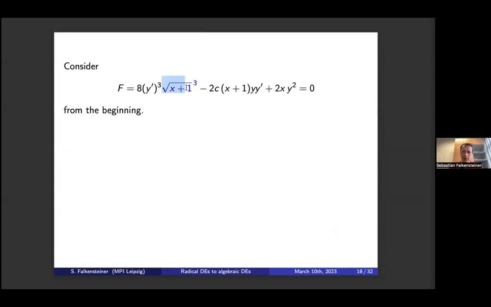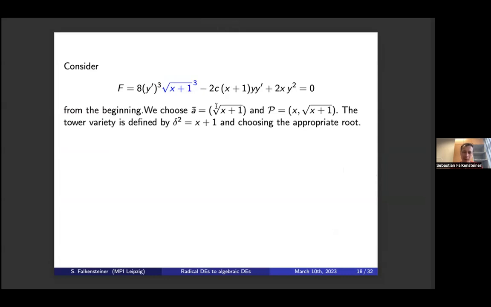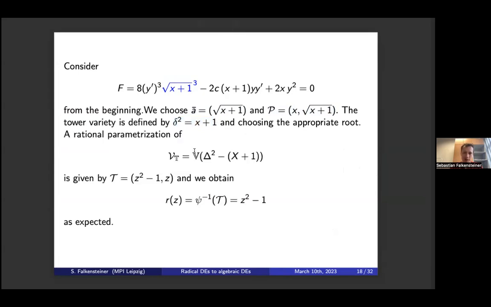So let us consider this easy differential equation, involving radical coefficients, which we had in the beginning. So we choose this radical expression, get this radical parametrization, this tower, and then we compute a rational parametrization of it, which is very easy, and we find the transformation as suggested in the very beginning.